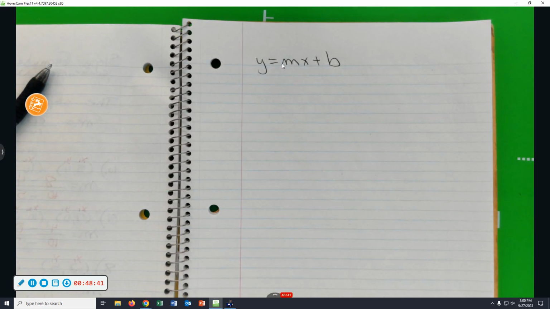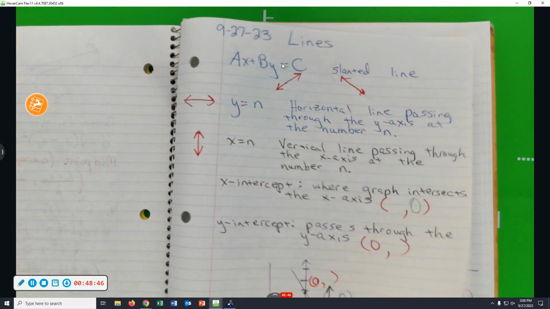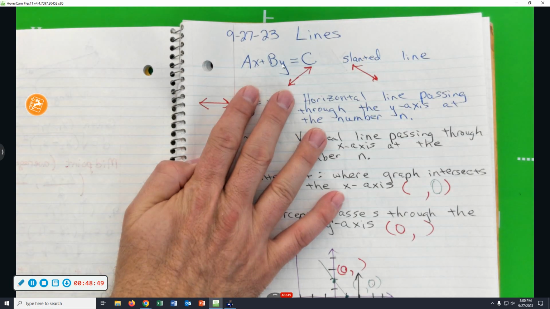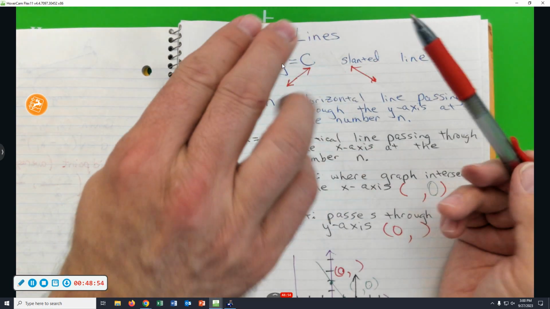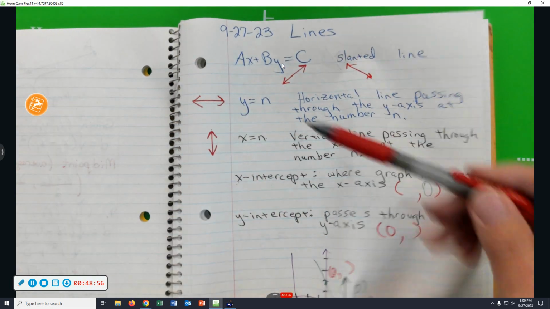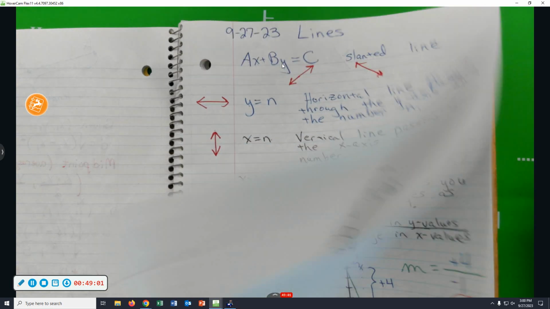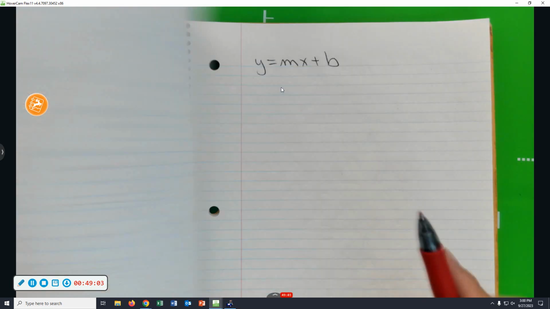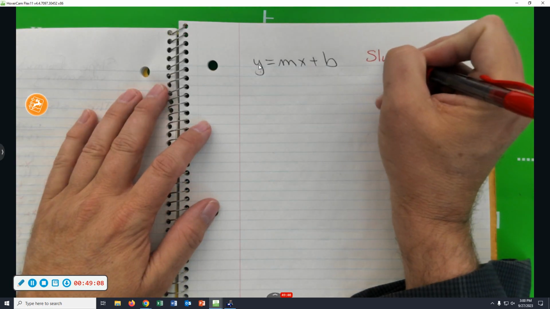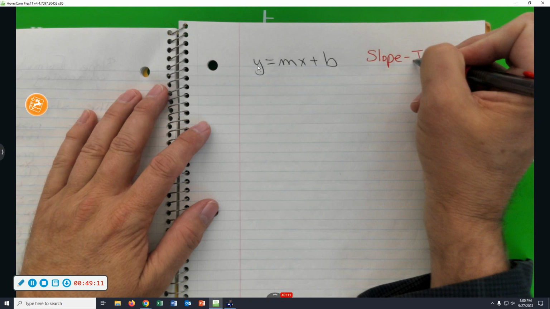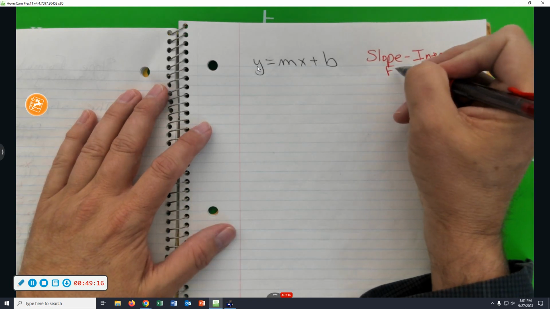If we take a slanted line, we have the equation ax plus by equals c. We said if there's an x and a y in it, then it's a slanted line. If we took that equation and solved for y, move the x term over, divide by b, so the equation is solved for y, that is called slope-intercept form of a line.